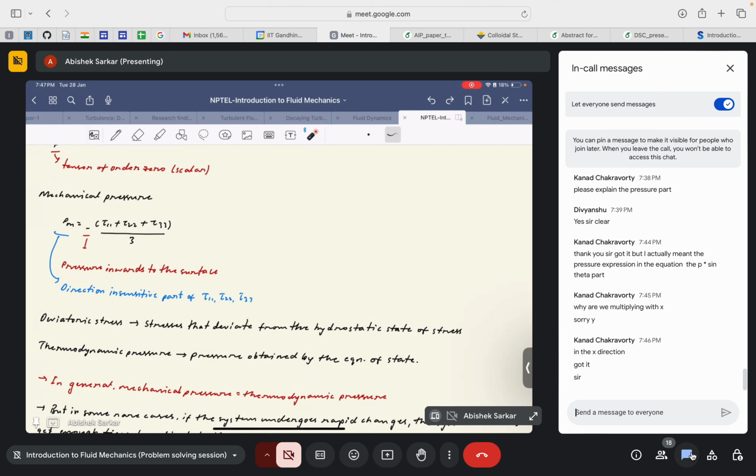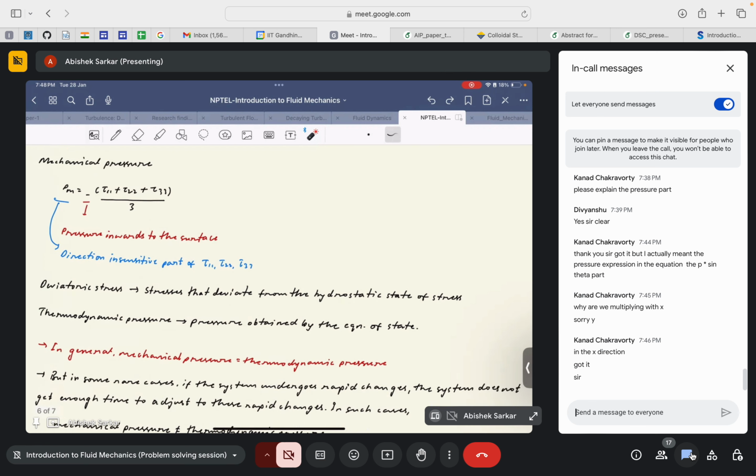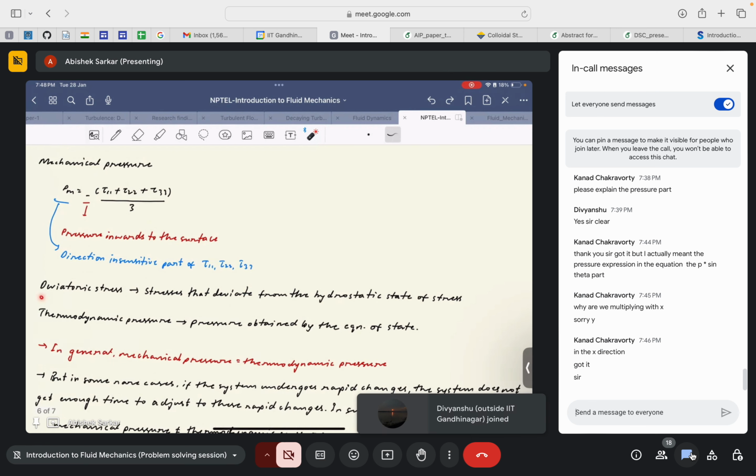Pressure can again be considered in two forms. It has two ways in which we can perceive pressure. First is the mechanical pressure, that is the negative of the sum of all the normal components of stress divided by 3. So it will be minus (tau 11 plus tau 22 plus tau 33) divided by 3. This is the mechanical pressure. And as I was discussing with deviatoric stress, it is the stress that deviates from the hydrostatic part.